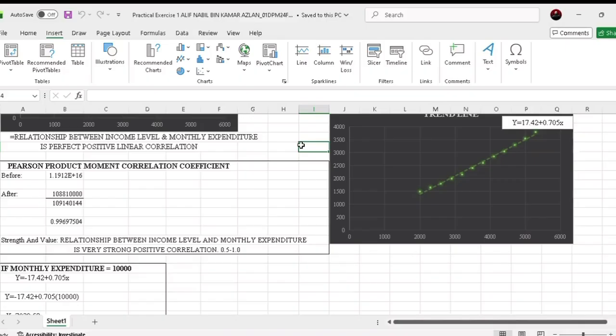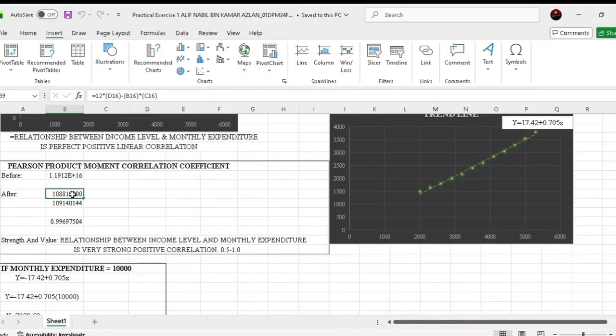Alright, from the scatter diagram we can see the relationship between income level and monthly expenditure is a perfect positive linear correlation. Now question B asks us to calibrate the relationship between the income level and monthly expenditure by using the Pearson product moment correlation coefficient. We need to find the before value, and we just type the formula in Excel: equal to in bracket 12 times E6 minus B16 square 2, times in bracket 12 times F16 minus C16 square 2, and we get this value.